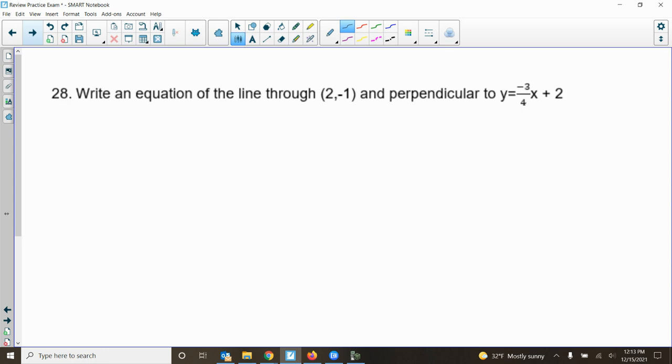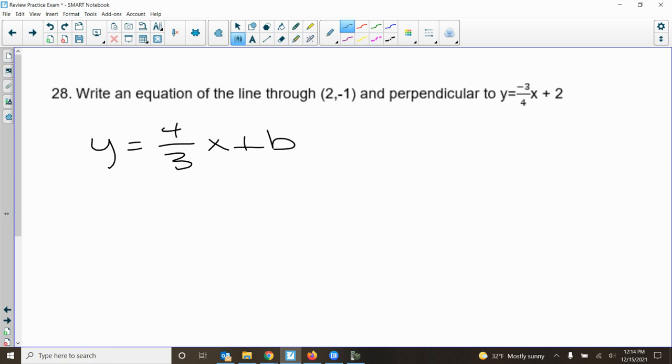28, write an equation of the line through 2, negative 1, and perpendicular to y equals negative 3/4 x plus 2. Now, perpendicular lines have opposite reciprocal slopes. The slope of this line is negative 3/4, which means the slope of my new line should be 4/3. Do you agree with that? Flip it upside down and change the sign.